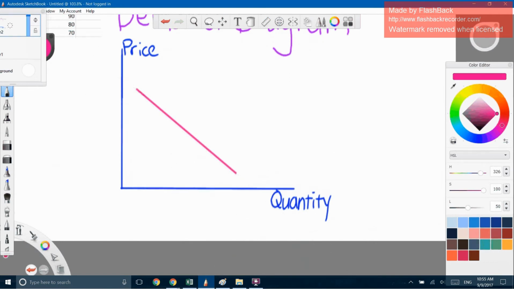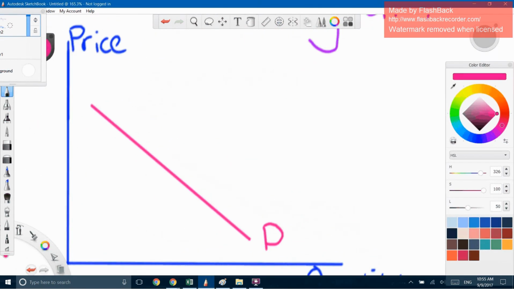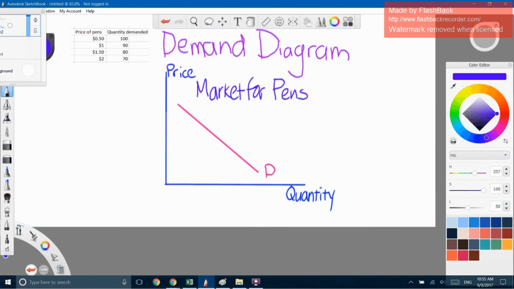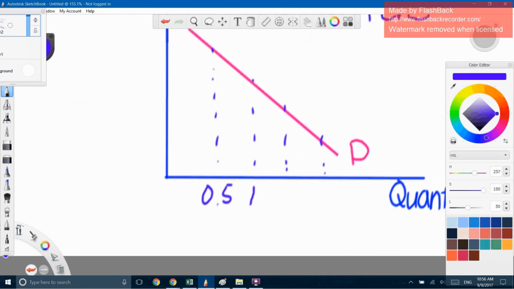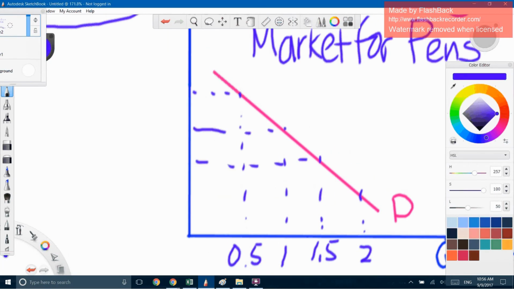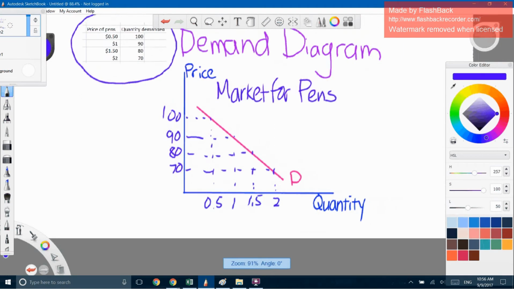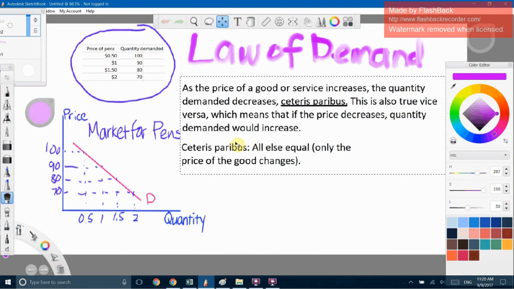And make sure to label your diagram and have a title that says market for good X or demand for good X. And usually you want to draw that letter D there to indicate that it's a demand curve. So if we add some numbers onto this demand curve here, you can see that it's just a graphical representation of the demand schedule.